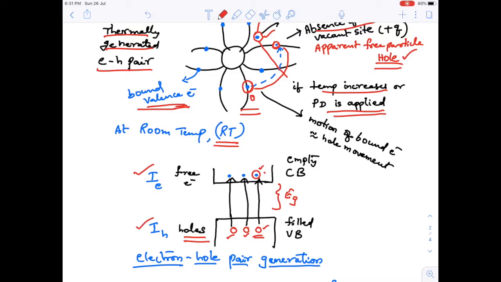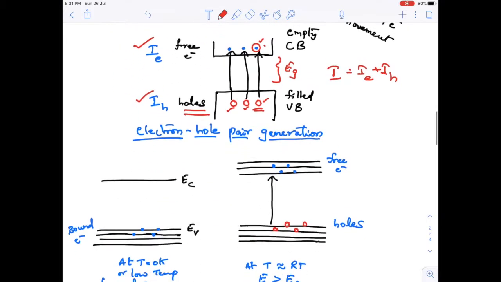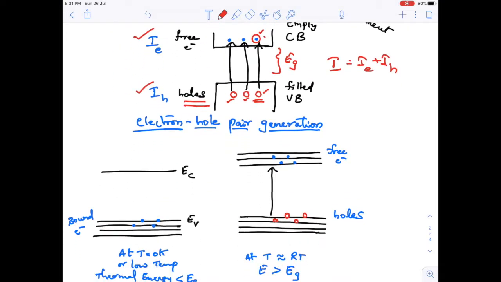So, you will have the electron current due to movement of free electrons and hole current due to movement of bound electrons, which is an apparent hole movement. And therefore, the net current will be equal to the electron current plus the hole current. This is electron hole pair generation.